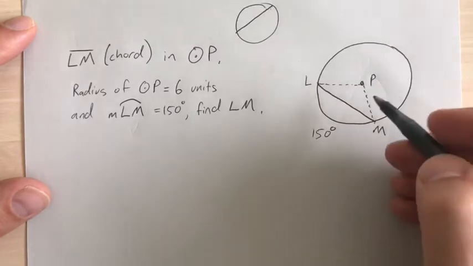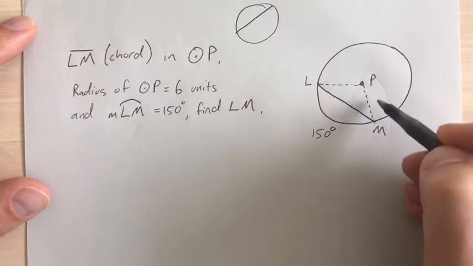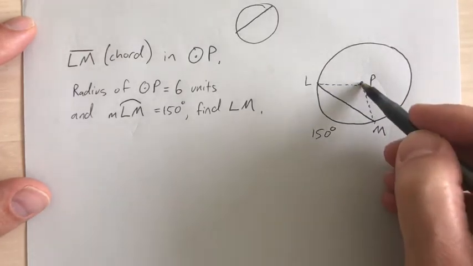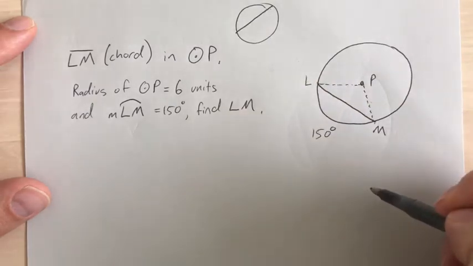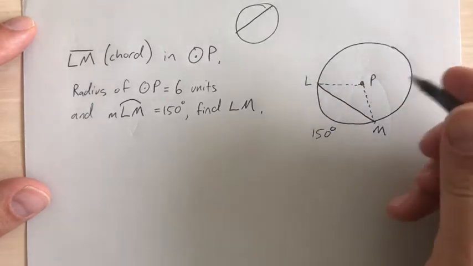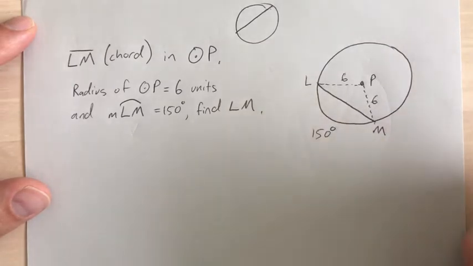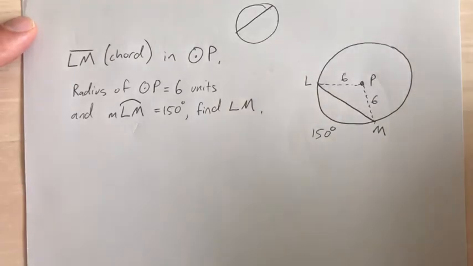Now, what's nice about this is I know what this length and this length is, because this length and this length would be a radius, because it's the distance from the center to the edge of the circle. The radius is 6, so both this length and this length is 6. So this would mean that this is an isosceles triangle.